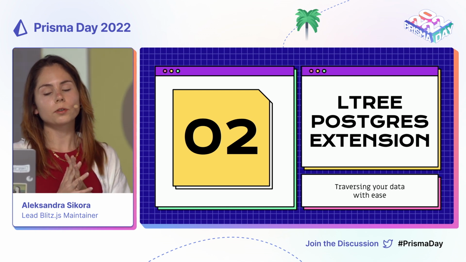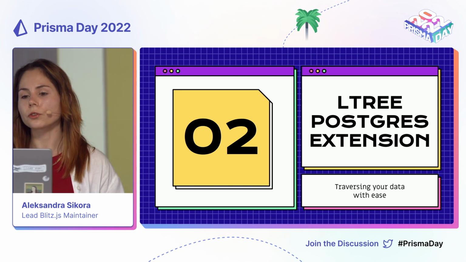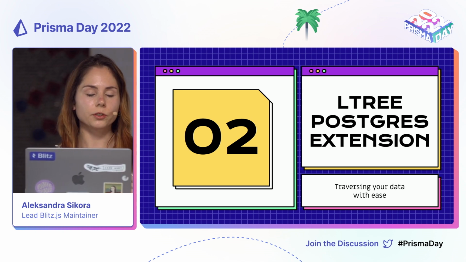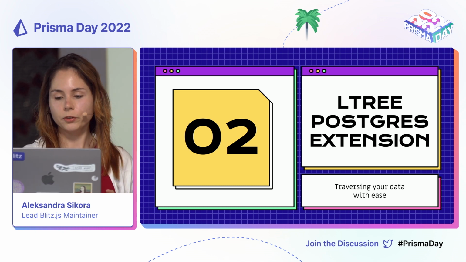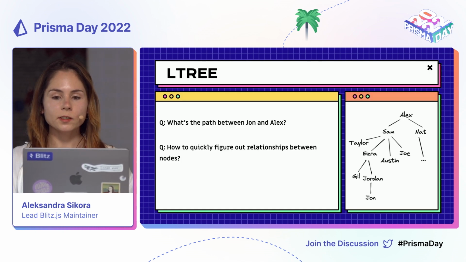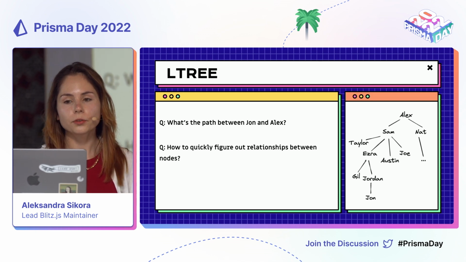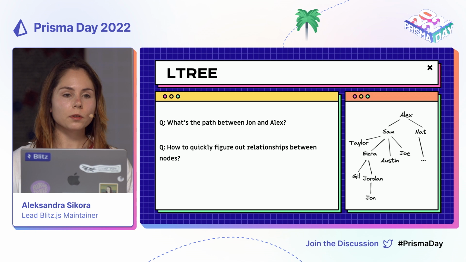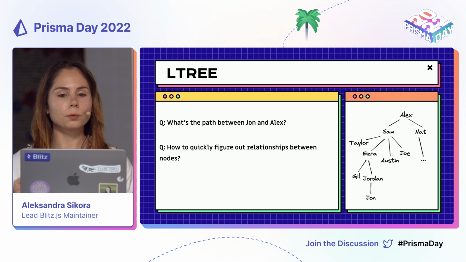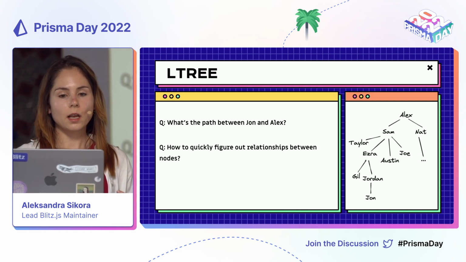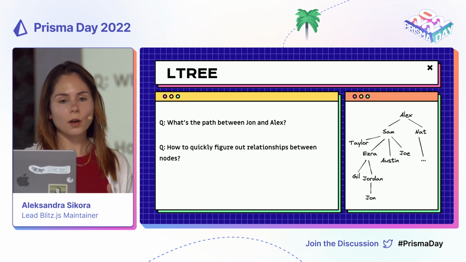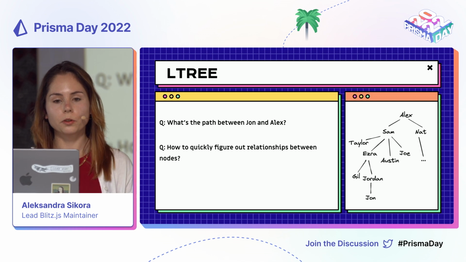And since we are already talking about tree-like structures, I'm going to show you one more thing, how to traverse this kind of data with ease. So right now we have a slightly different tree. Let's say this is a company structure. And we would like to find out what's the path between John and Alex. And in general, we want to be able to answer questions like, what are the relationships between nodes?